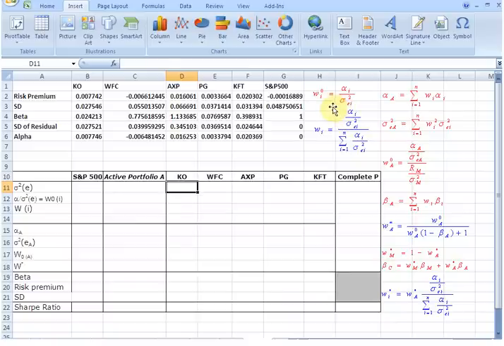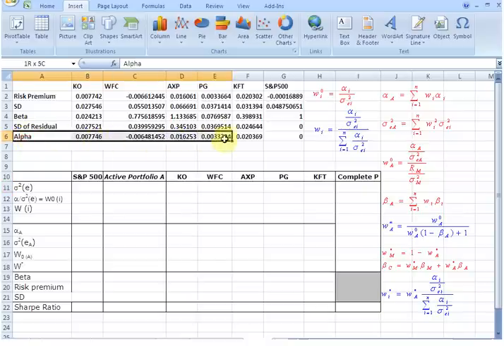In order to do that, we need 2 data estimates. 1, the alpha of the security, which is in the numerator here, and 2, the variance, the residual variance rather, which is in the denominator here. We already have the alpha estimates in this row. What we need to figure out in order to proceed is the residual variance.